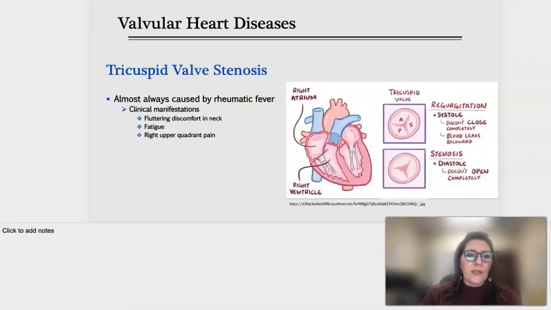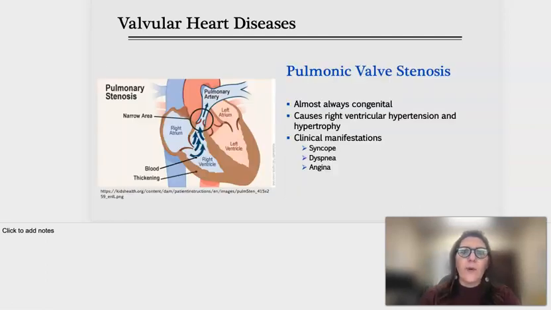So all sorts of things to consider. Tricuspid valve stenosis, again, coffee stir. This is almost always caused by rheumatic fever, and this might be a fluttering discomfort in the neck, fatigue, and right upper quadrant pain. Strange, right? Yes. Pulmonic valve stenosis, almost always congenital.